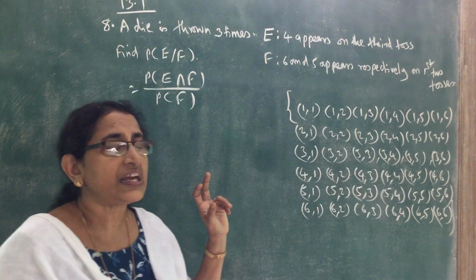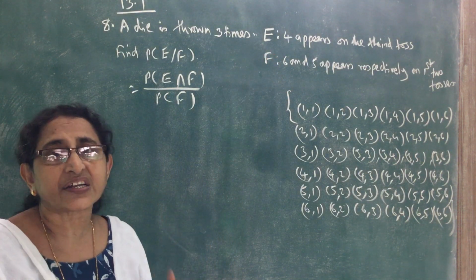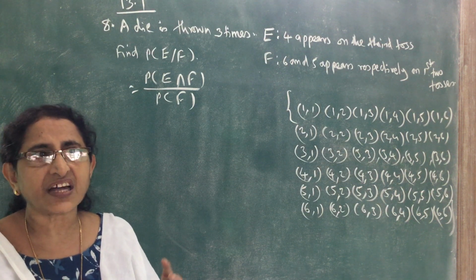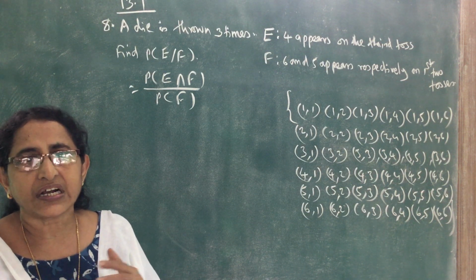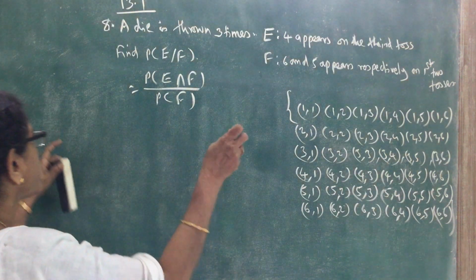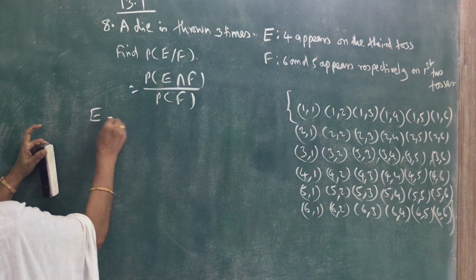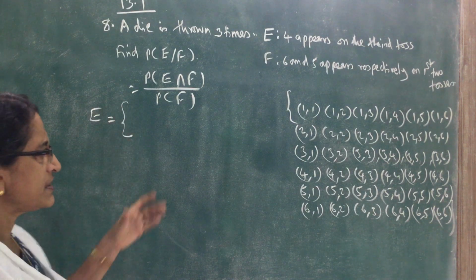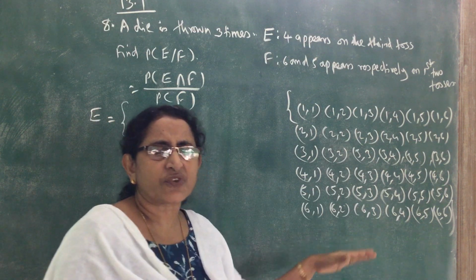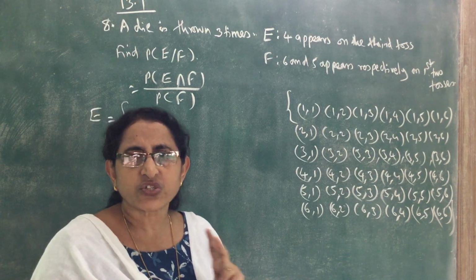What is the event E? 4 appears on the third toss. So we have to write the elements in which 4 appears on the third toss, as a set. So we have to write E equal to, what is E, as a set. Now see here, these are the sample points in the case of the experiment where a die is thrown 2 times.